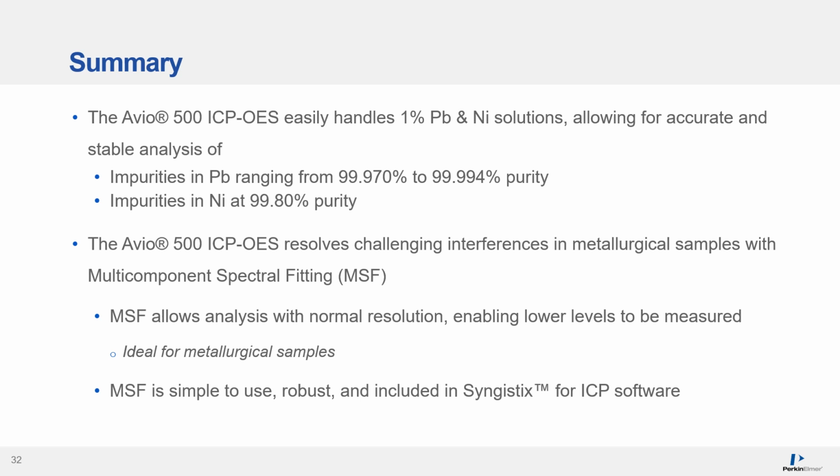The Avio 500 ICP-OES resolves challenging interferences in metallurgical samples with multi-component spectral fitting, or MSF. MSF allows analysis with normal resolution, enabling low levels to be measured, making it ideal for metallurgical samples. MSF is simple to use, robust, and is included with our Syngistics software for ICP-OES.